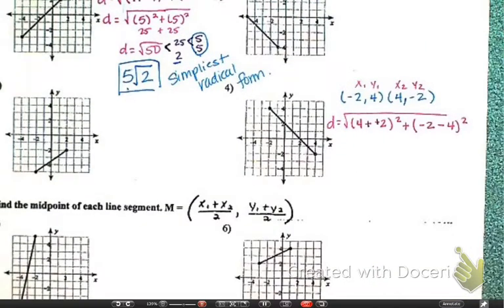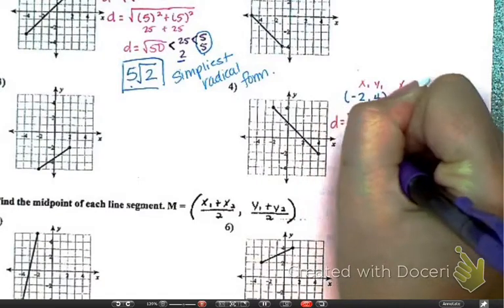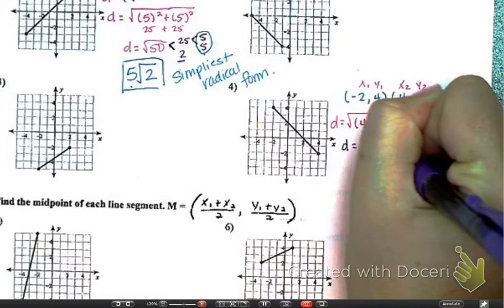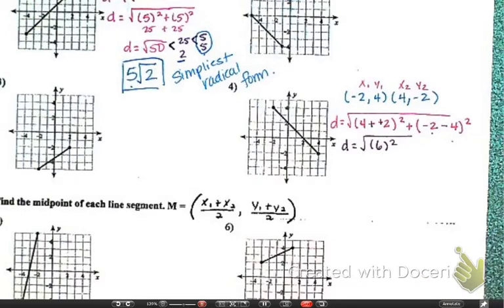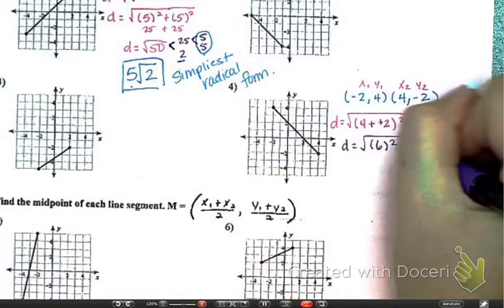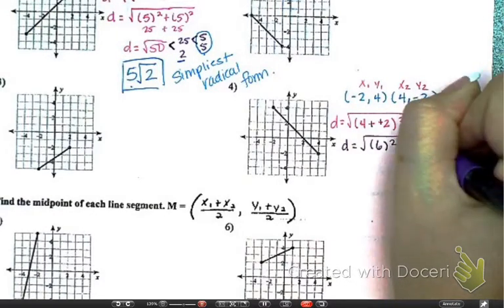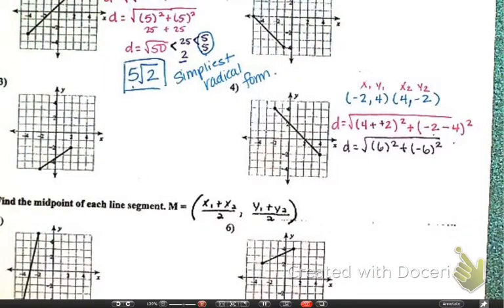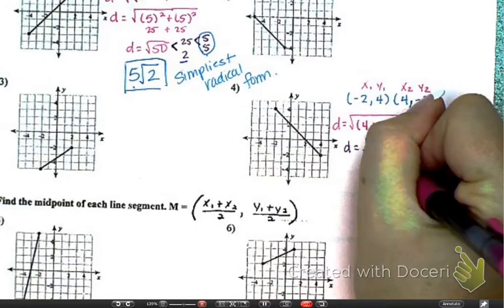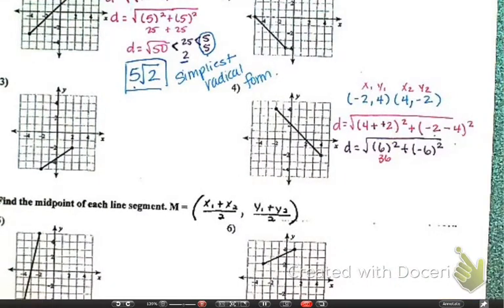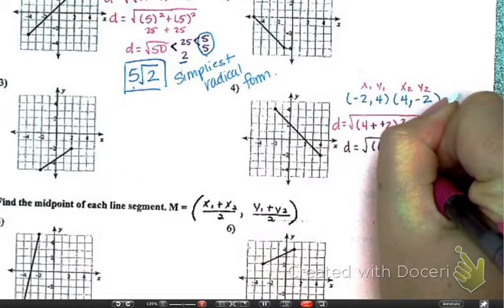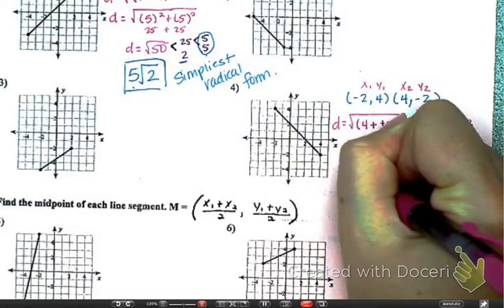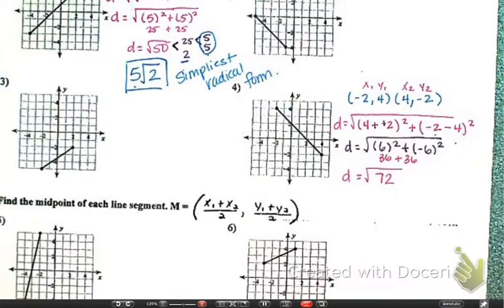That double negative becomes positive. 4 plus 2 is 6. So I have 6 squared. And then -2 minus 4 is -6 squared. So 6 squared is 36. What's -6 squared? Still a positive 36. 36 and 36? 72. Okay, so I have the square root of 72.